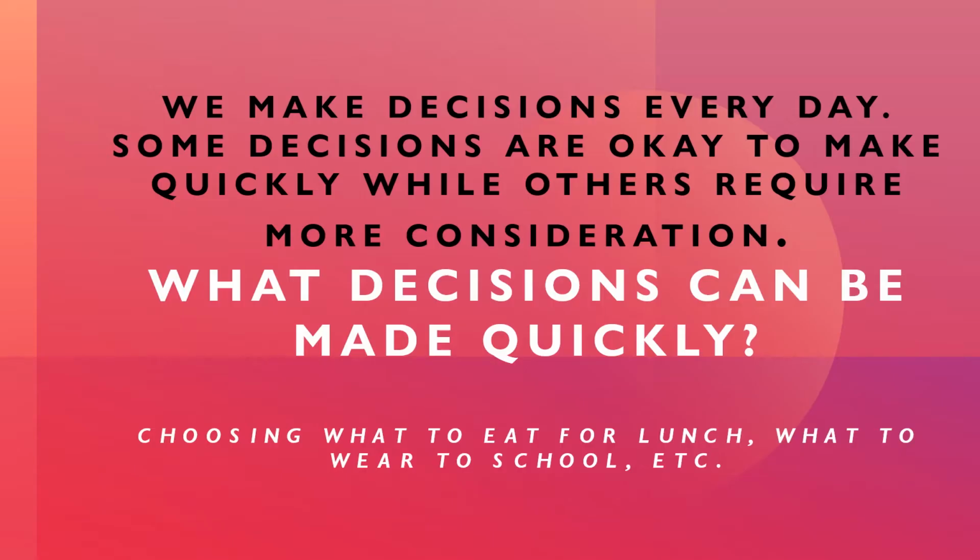Okay, so we make decisions every day. Some decisions are okay to make quickly, while others require more consideration. So what decisions can be made quickly? Okay, so examples are like choosing what to eat for lunch, what to wear to school. That's right. So the decision of what socks to wear with your outfit does not have major consequences, okay? However, deciding not to monitor your finances, so taking care of your money correctly, and just hoping for the best when you spend money presents significant consequences.